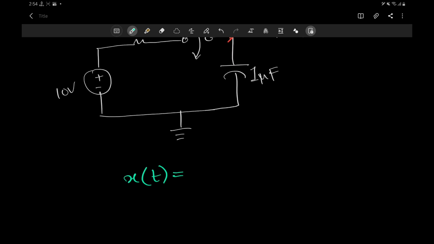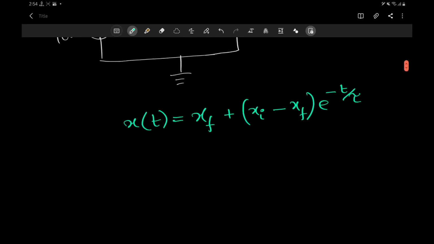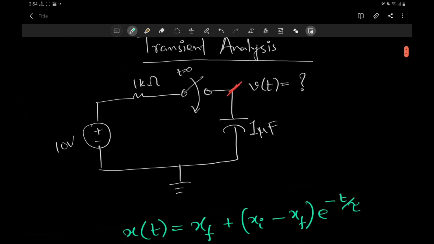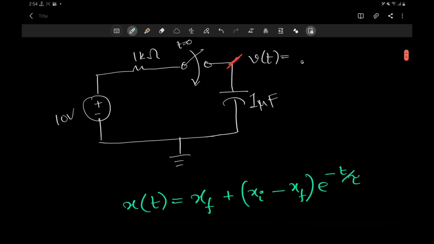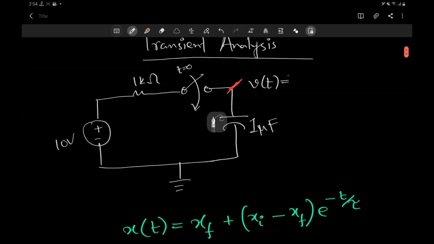So the function is basically x of the final x, plus the initial x minus final x e to the power minus t divided by tau. Now you have a lot of questions, I understand that. So what do I mean by the initial and final x? For example, we are asking here the voltage of this node. So the formula here will apply something like this: Vf plus Vi minus Vf e to the power minus t by tau.